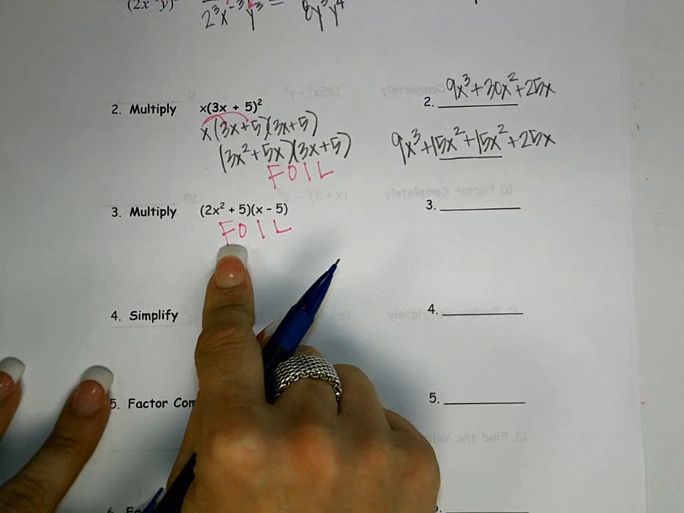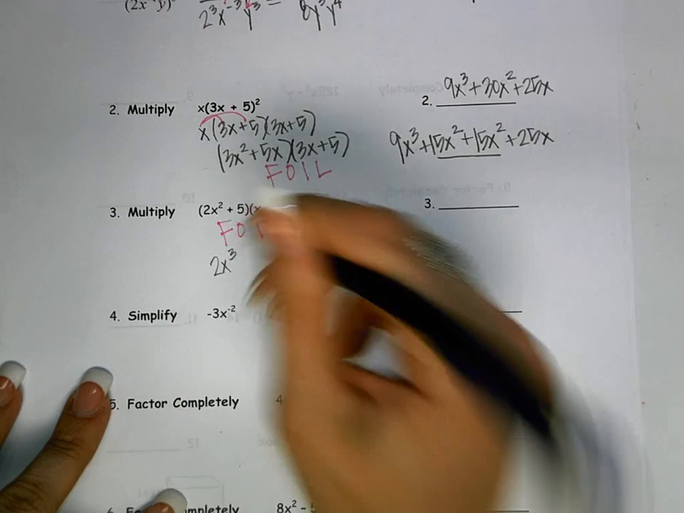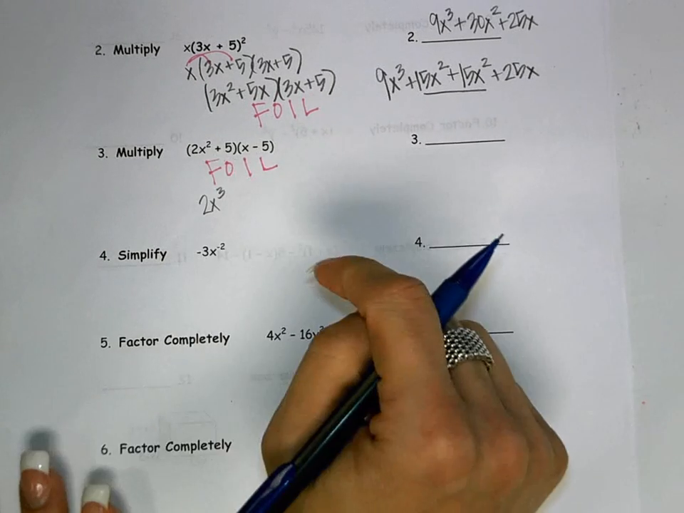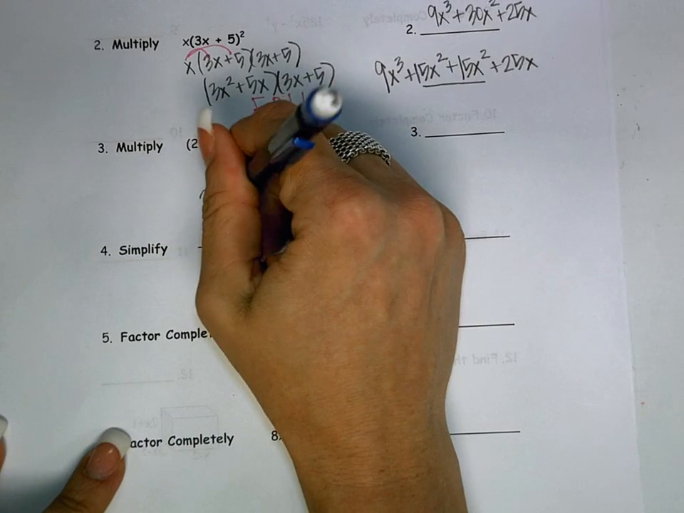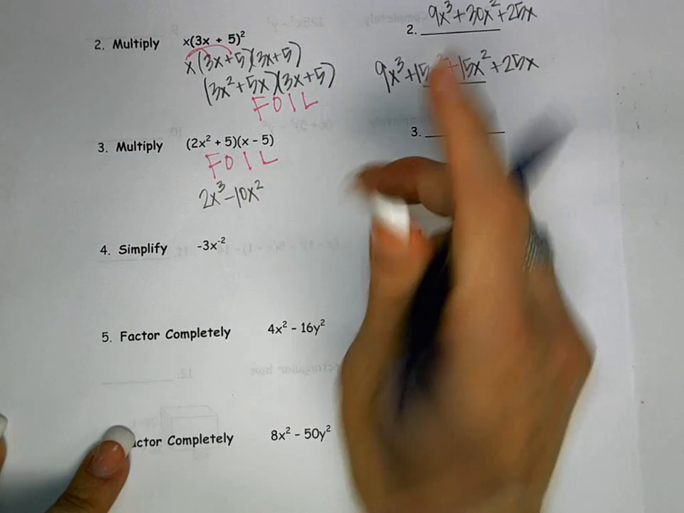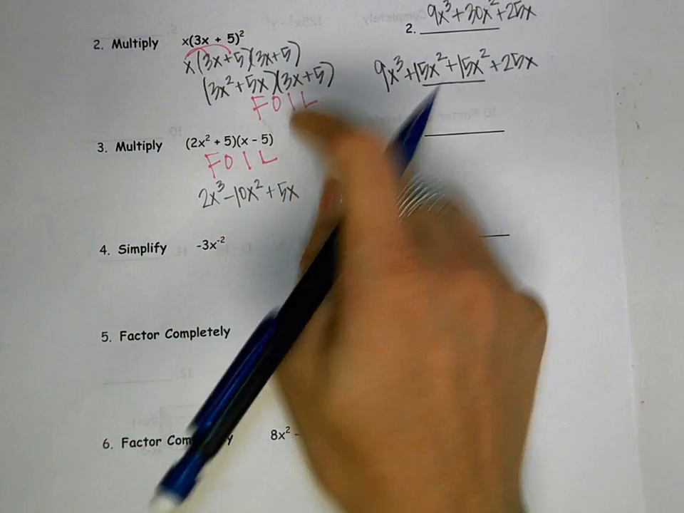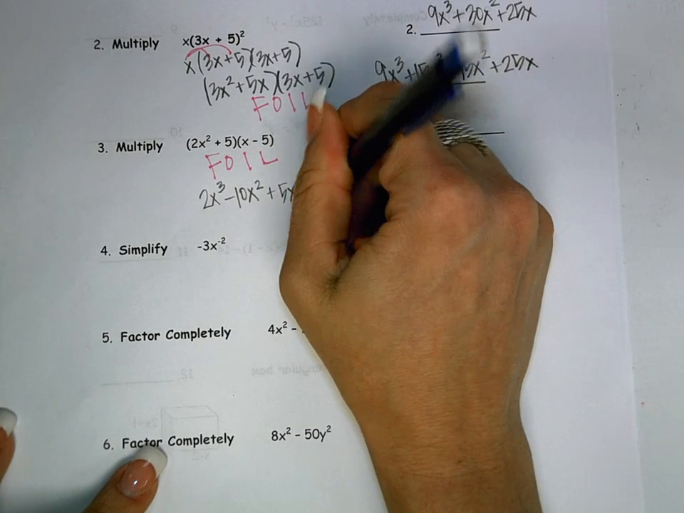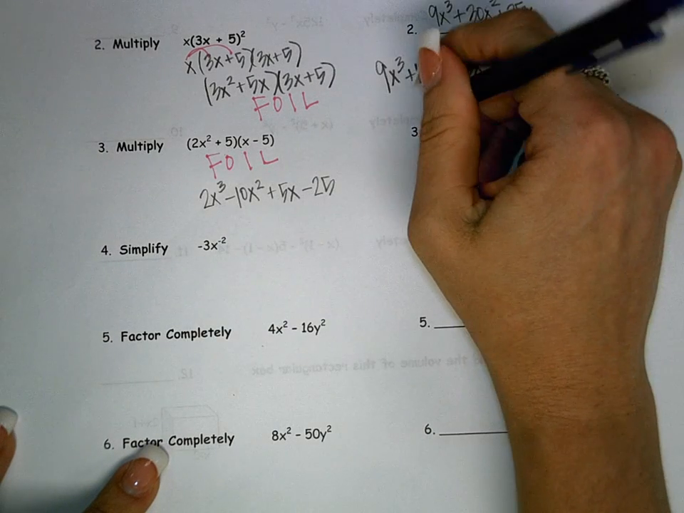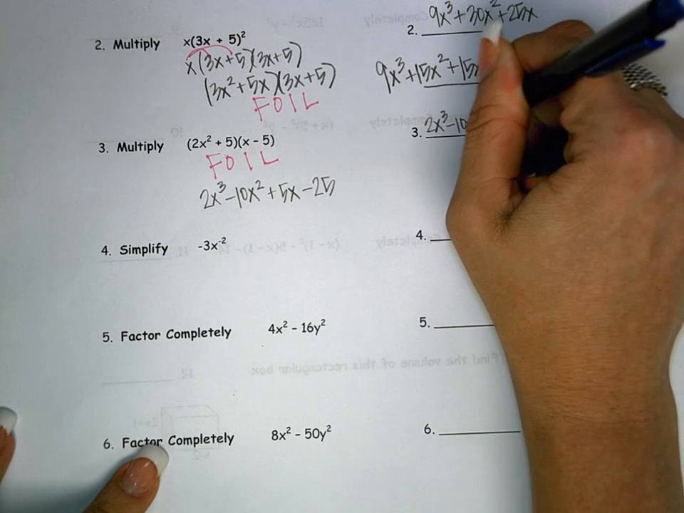So FOIL f is first times first, so 2x squared times x gives you 2x cubed. O is for outsides. 2x squared times negative 5 gives you negative 10x squared. I is the insides. 5 times x gives you plus 5x. L is last. 5 times negative 5 is minus 25. That's it. There are no like terms because you have no exponents that are exactly the same. So you just rewrite the answer.